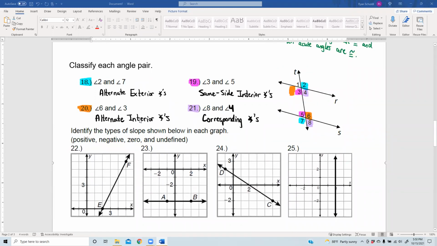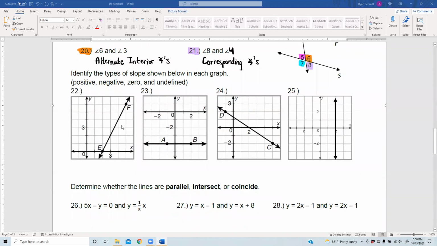Okay, so for the next 4, they want us to identify the type of slope shown in the graph. We don't have to get the slope, we just have to get the type of slope. So when you do these, think of slope man. You want everything you do to be in agreement with slope man. If slope man ain't happy, nobody's happy.